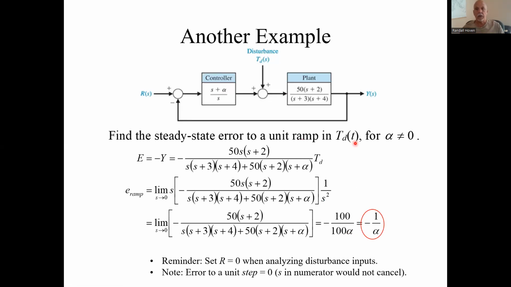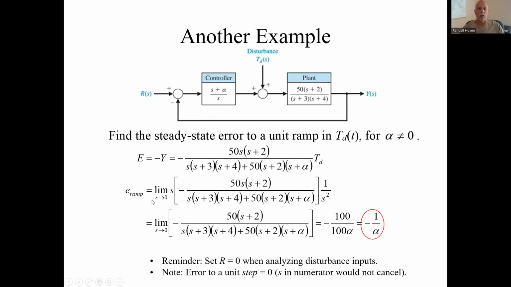In this case, we'll look at the error due to a disturbance, a unit ramp in the disturbance. Remember, when we're looking at the error due to the disturbance, we set r to 0. So the error is just minus y. It's r minus y, but r is 0, so it's just minus y. And here we have to use our little trick to get the overall transfer function times whatever t sub d is. If it's a unit ramp, t sub d is 1 over s squared.